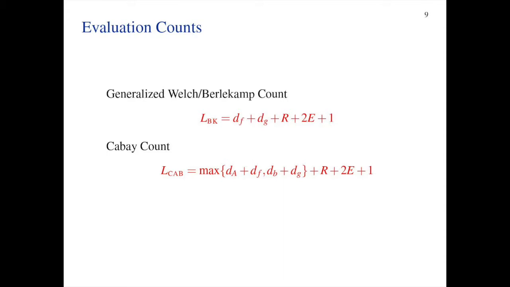Here D sub A is the degree of the largest polynomial in A, and D sub B is the degree of the largest polynomial in the vector B. Do you mind showing the previous slide? Yes.